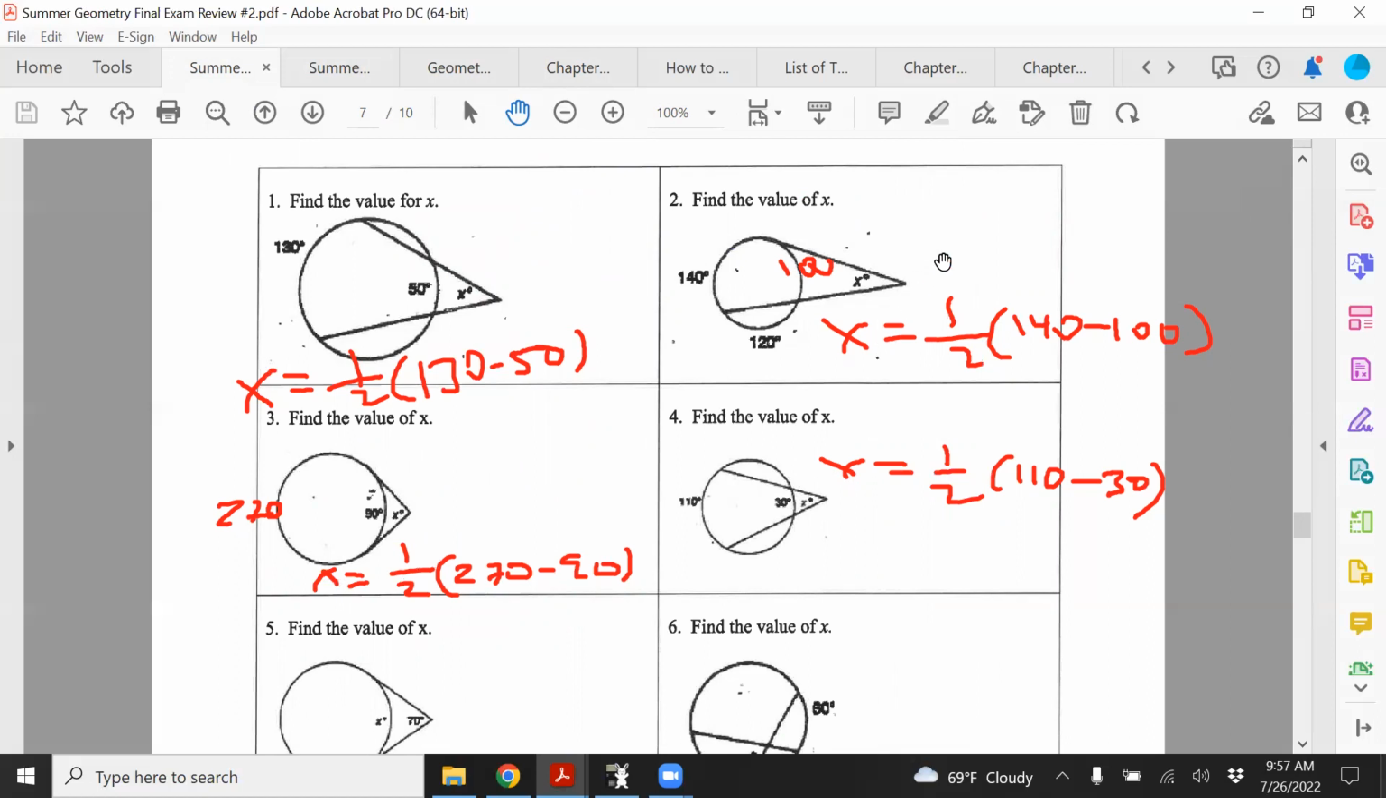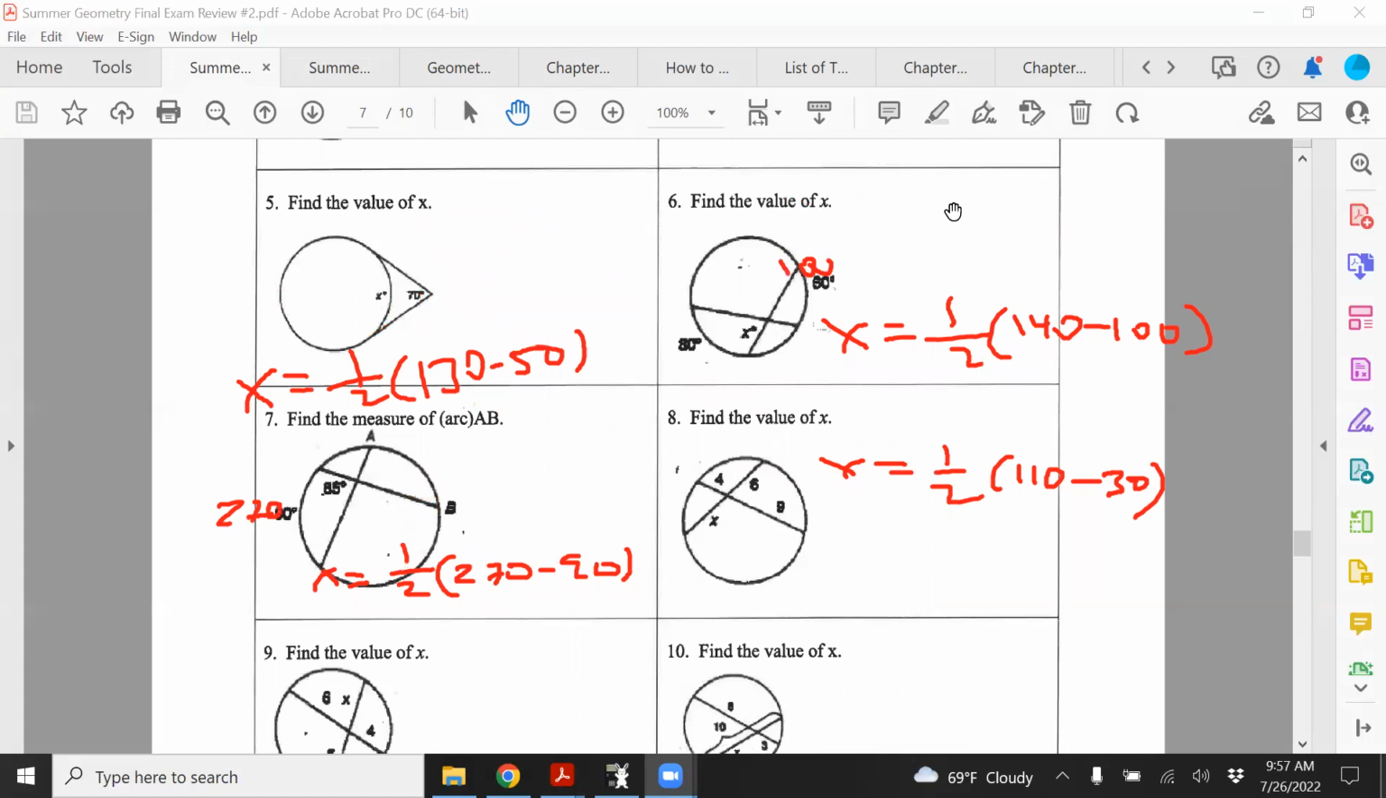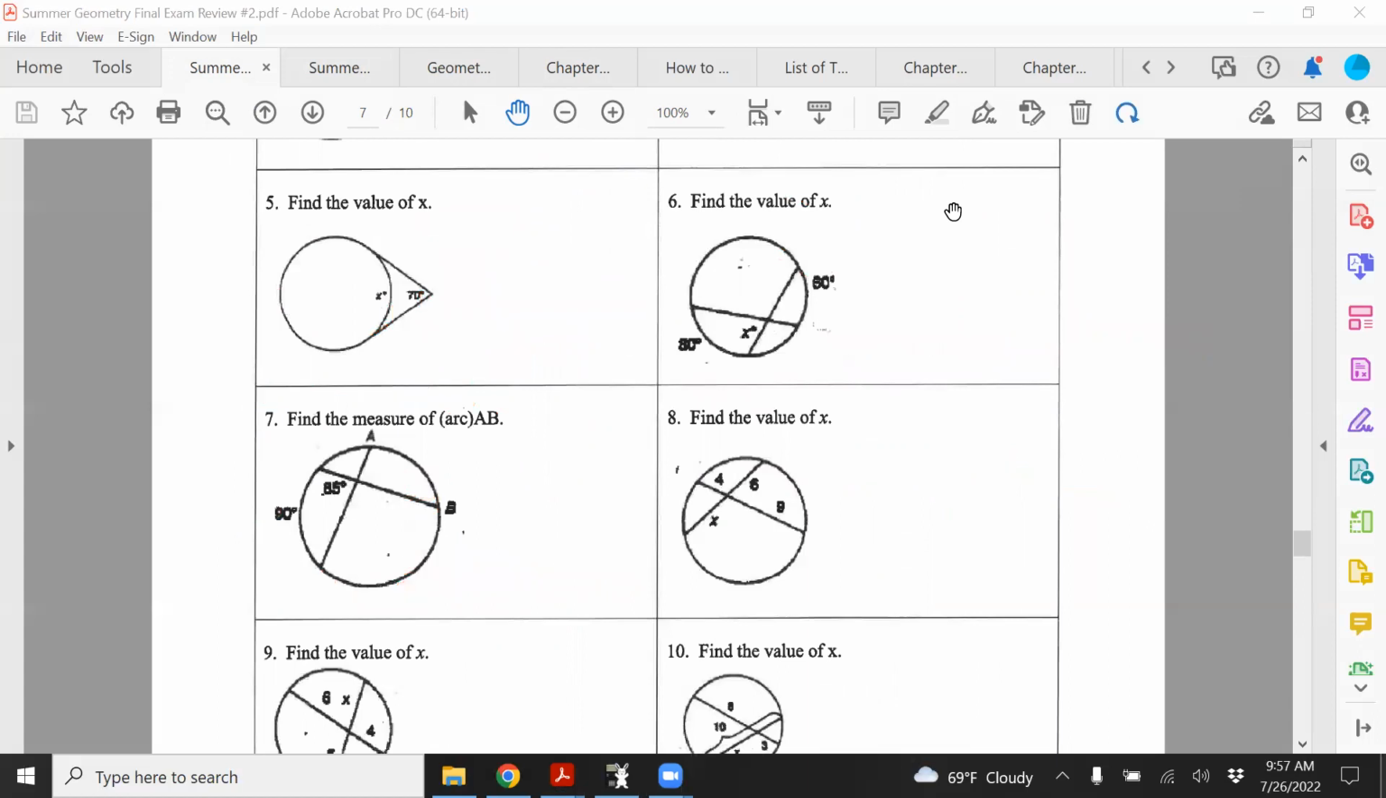Okay, hopefully that seems okay. And again, just work those out. Not that hard. For 5, so if that's x, that's 360 minus that's a tough one. That's 360 minus x.